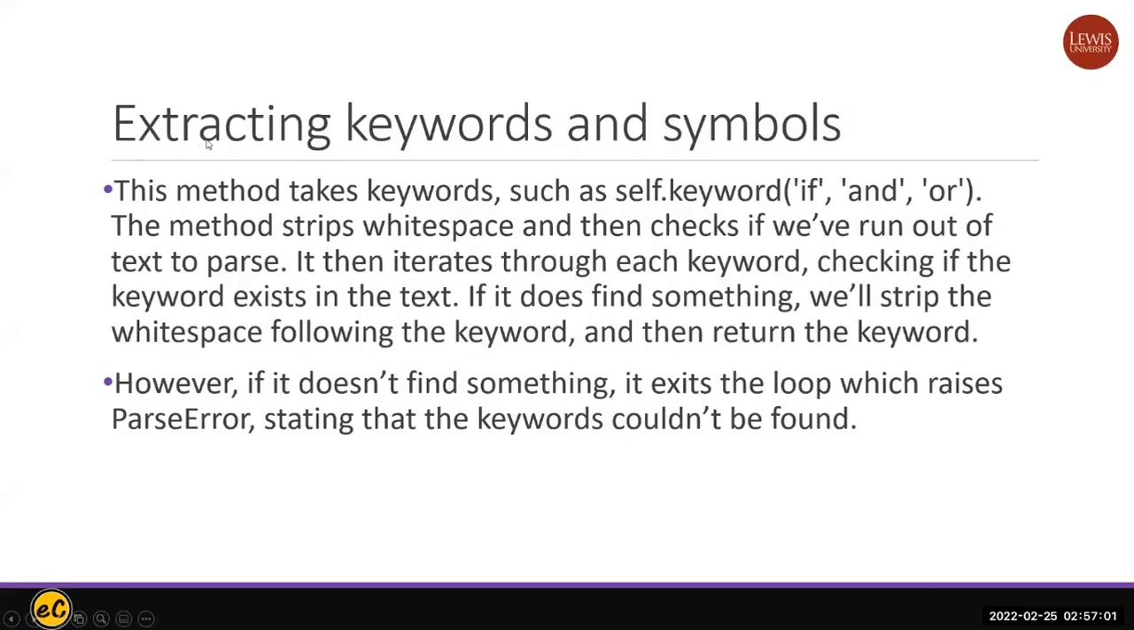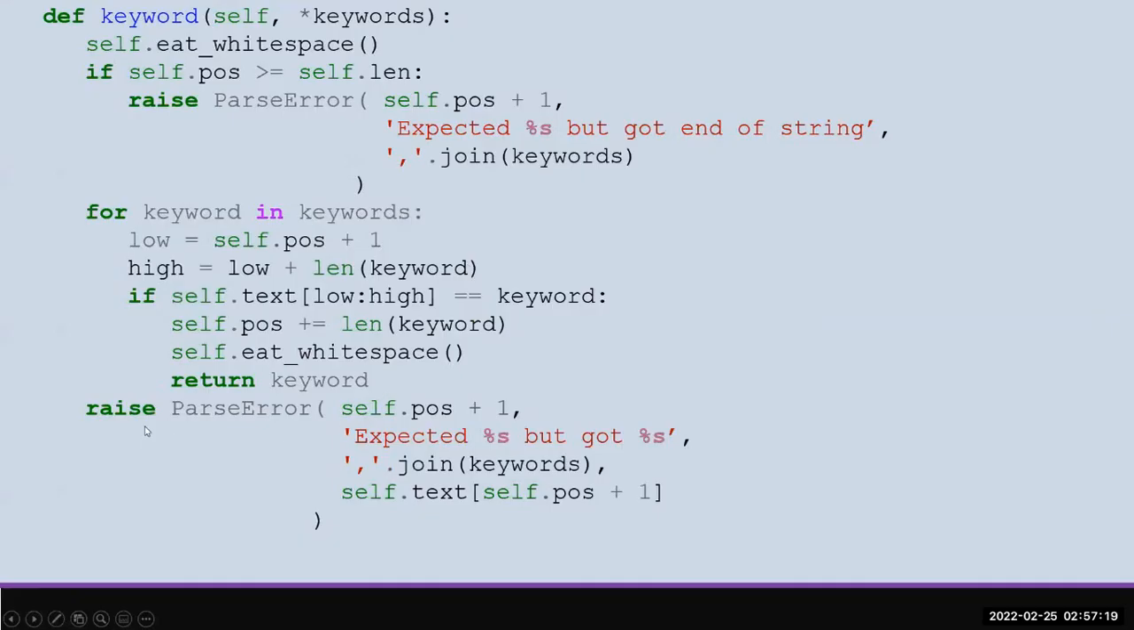Next one: extracting keyword and symbols. This method takes the keywords, such as self.keyword, which is a different keyword. The method strips the white spaces and checks if we run out of the text to parse. If we have a keyword and we run out of text to parse, then you will fall into this error part.